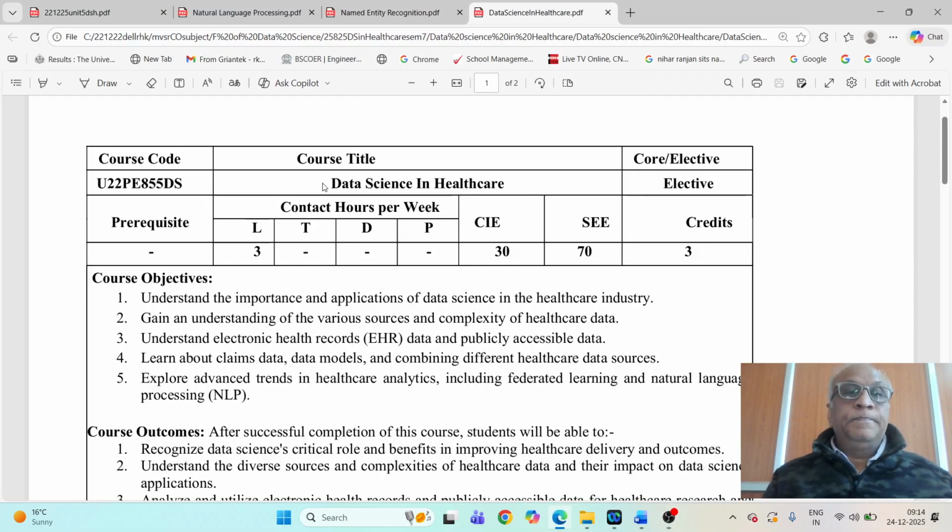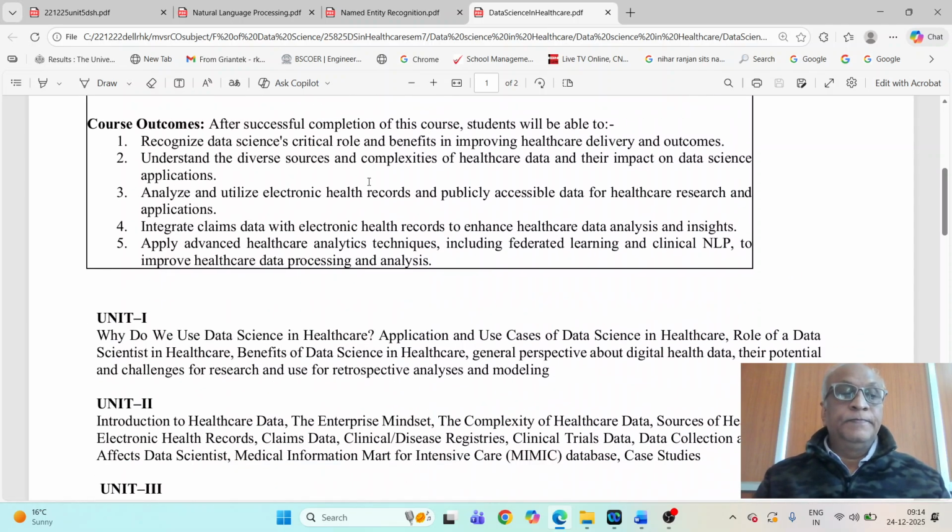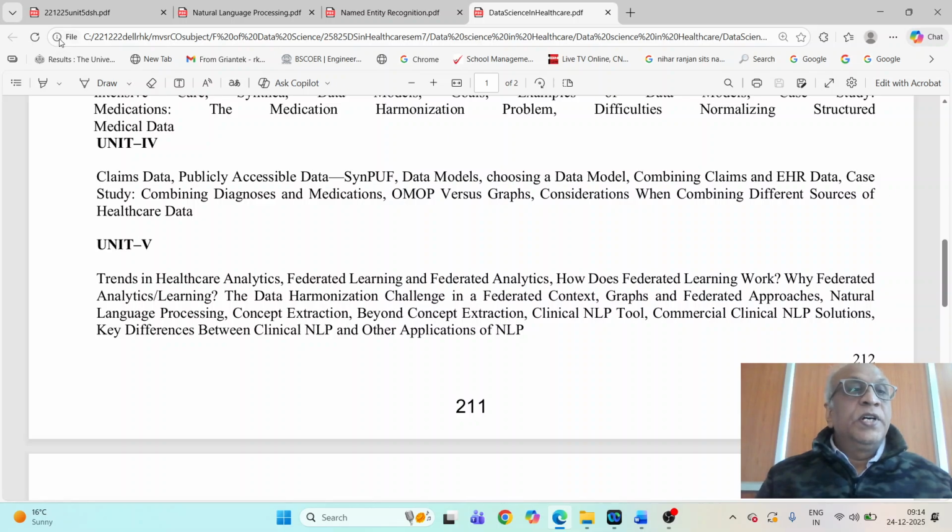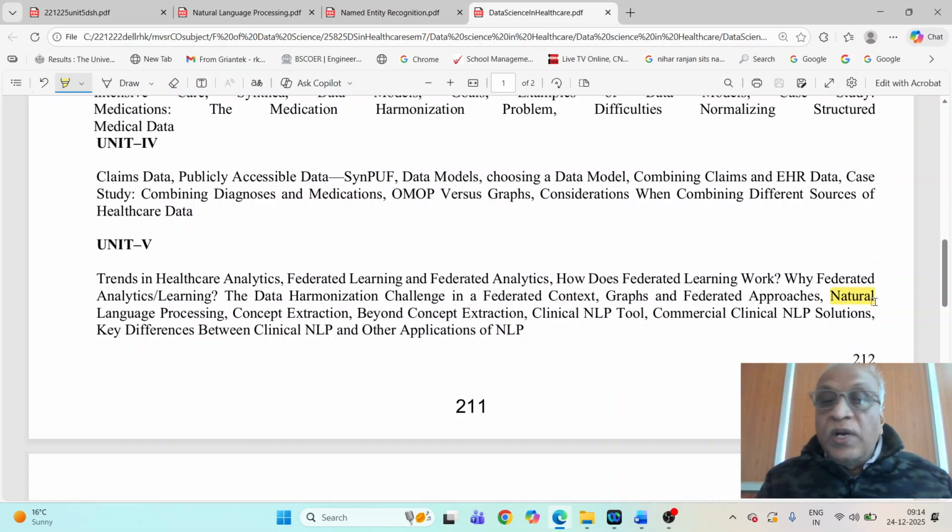Good morning. So for the subject data science in healthcare, today's topics under discussion are from Unit 5, starting with natural language processing, concept extraction, beyond concept extraction, clinical NLP tools, commercial clinical NLP tools, and key differences between NLP and other applications.